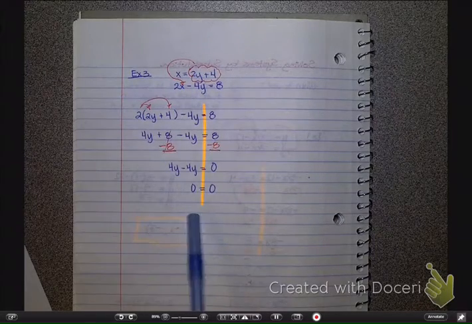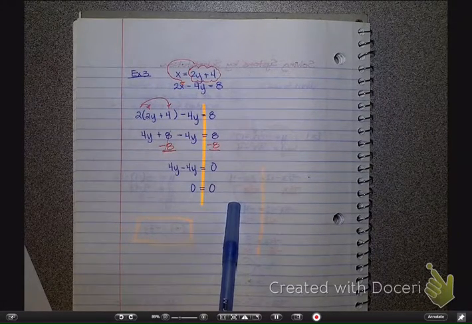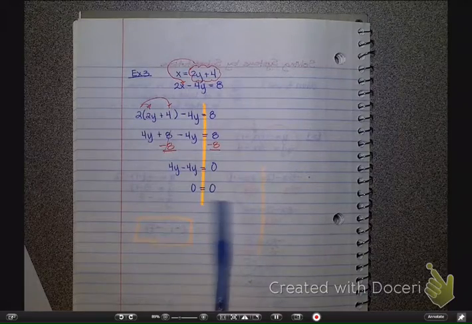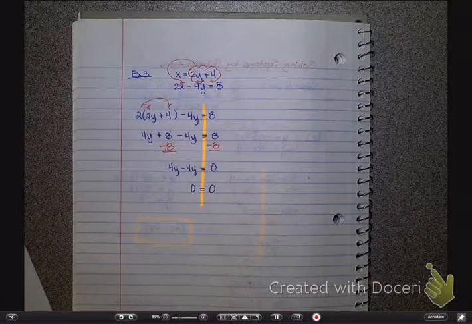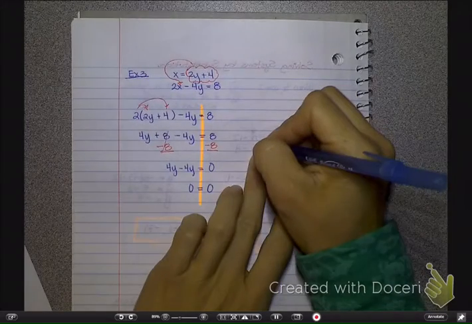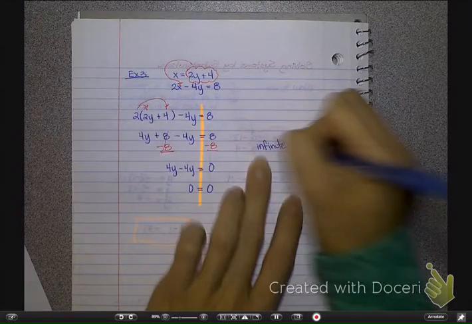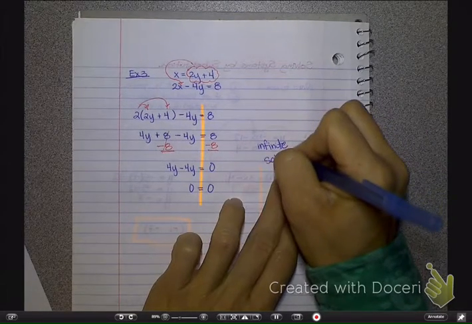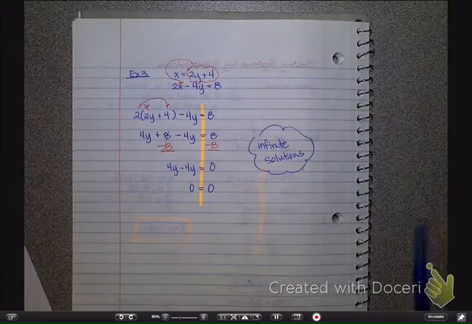But in this case, is this a true statement? Does 0 equal 0? Yes. So if it's a true statement when my variable eliminates, that means that they are the same line, they're overlapping. So what kind of solution is that when they overlap? Infinite solutions. So this one, I can actually stop here, okay, and I can just write down that I have infinite solutions, okay? So that's my answer there.